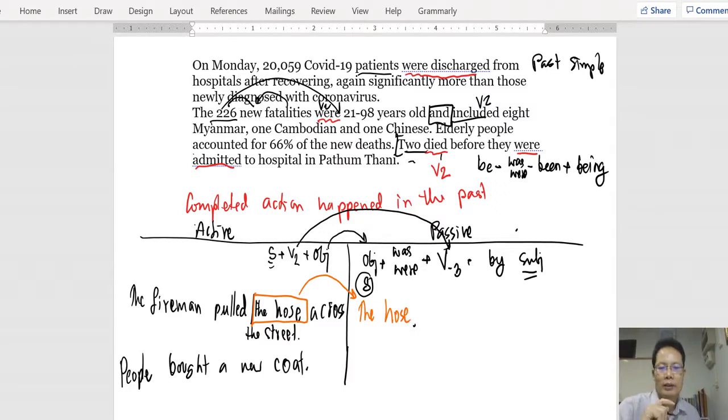Now concentrate. If your supervisor, your superior, asks you, where is the hose? The hose was pulled across the street. Sometimes we don't mention the name of the person who pulled it across the street. That's why we concentrate on this, because they ask about the hose. We don't ask who pulled the hose across the street. If they ask who pulled the hose across the street, active voice is necessary. But if they don't ask that, they ask about the hose, we have to say it in the passive form, probably more suitable than the active form. The hose was pulled across the street.